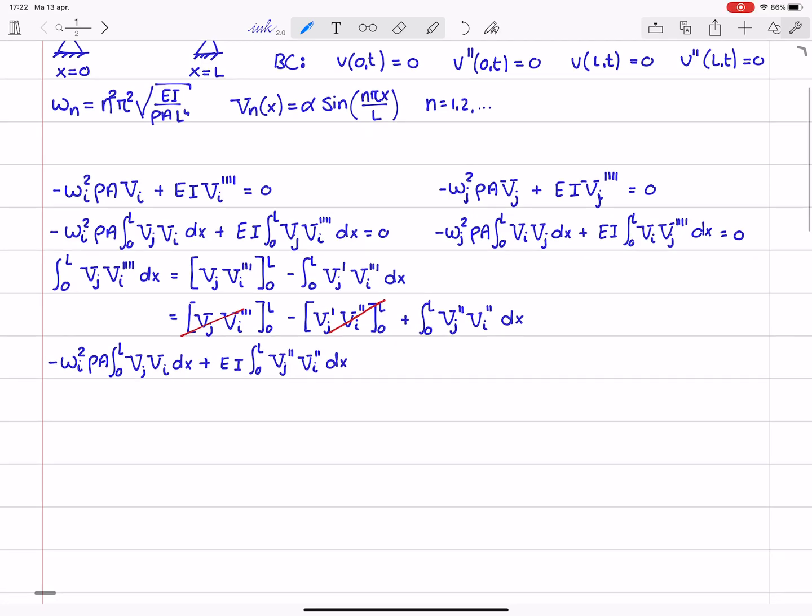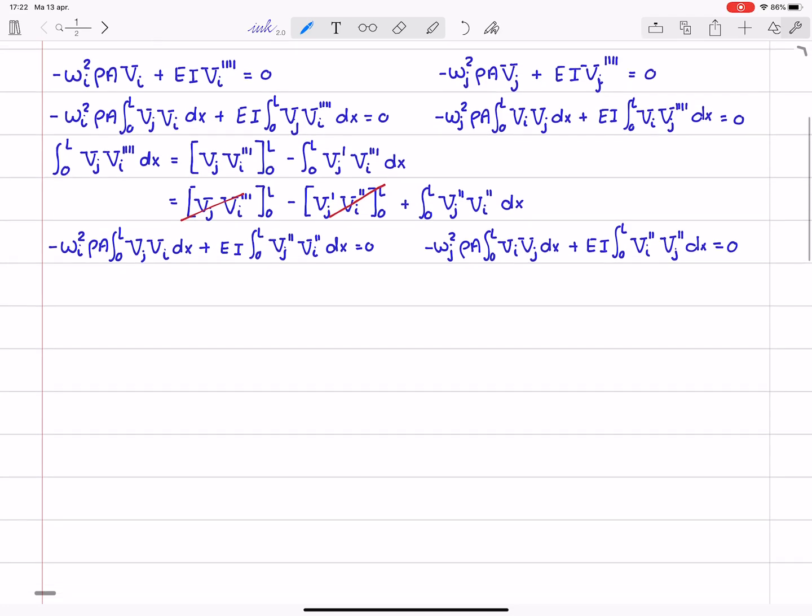And for this equation we get minus omega_j squared rho A integral v_i v_j dx plus EI times the integral of v_i second derivative v_j second derivative dx. And these both equal 0, of course. So now you see that these integrals are all the same, so I can subtract the first equation from the second.